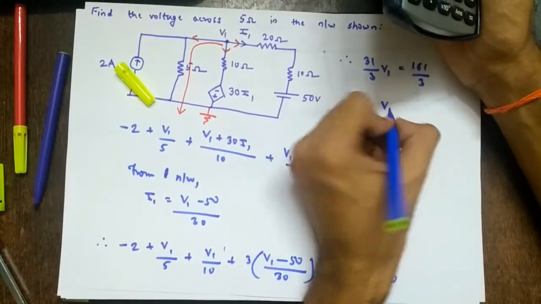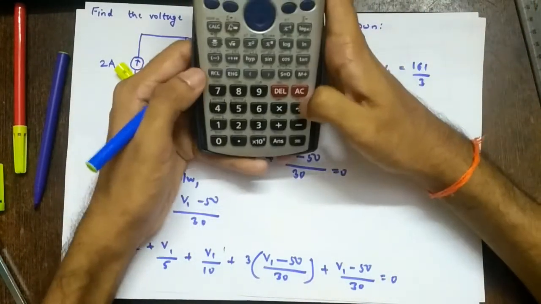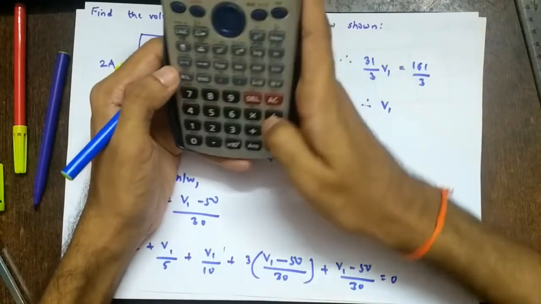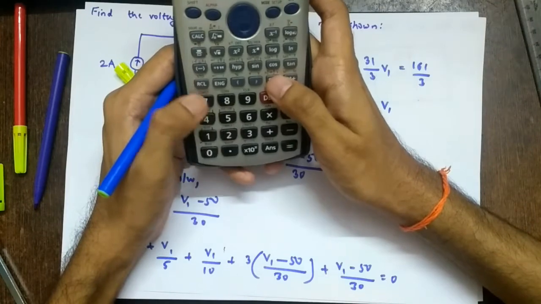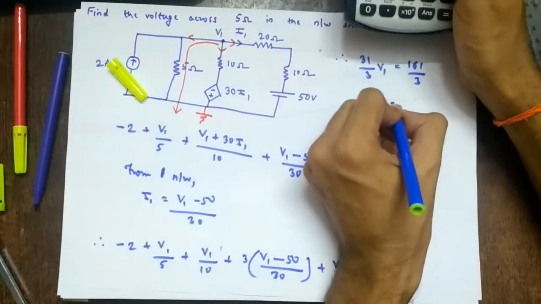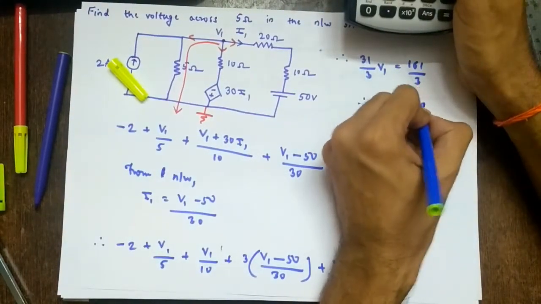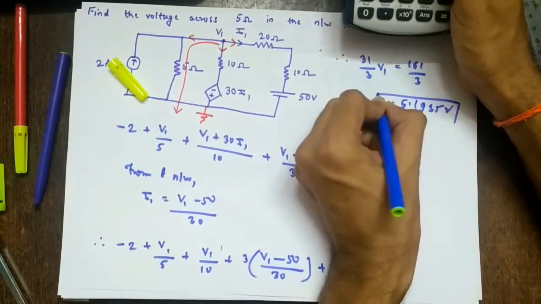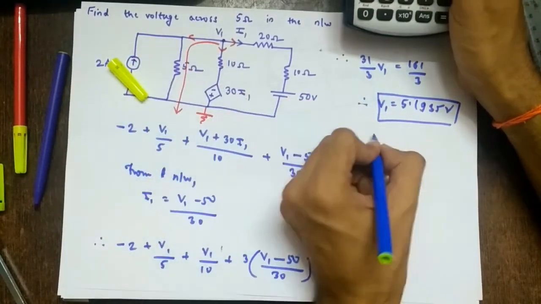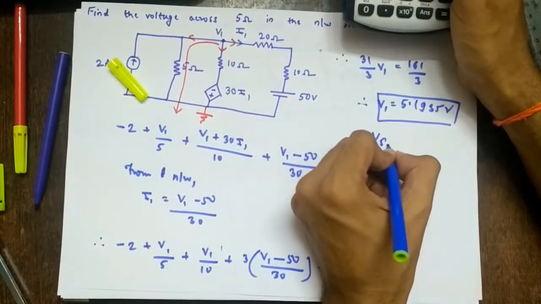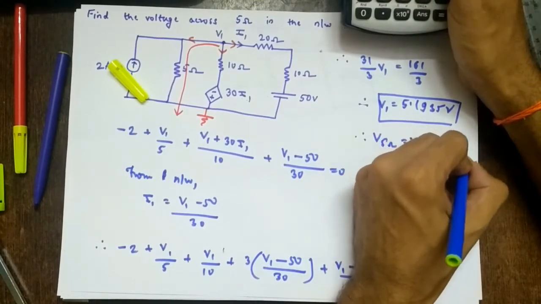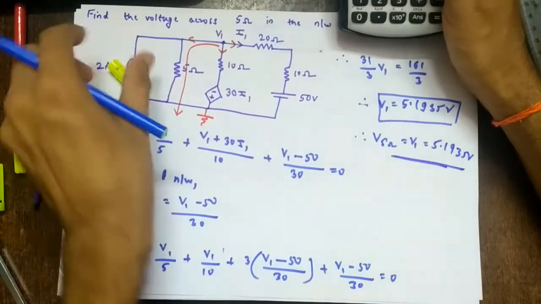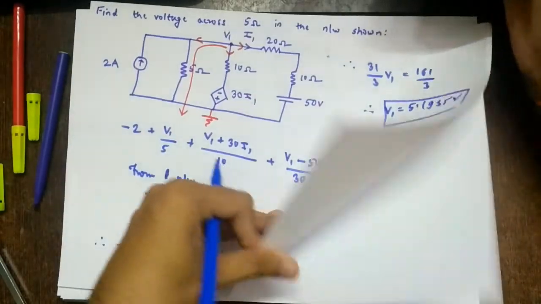So therefore V1 equals 161 by 3 divided by 31 by 3, which is 5.1935 volts. This is the required answer. So finally, the voltage across 5 ohms equals V1 equals 5.1935 volts. This is the final answer, and this is the way you have to solve this.